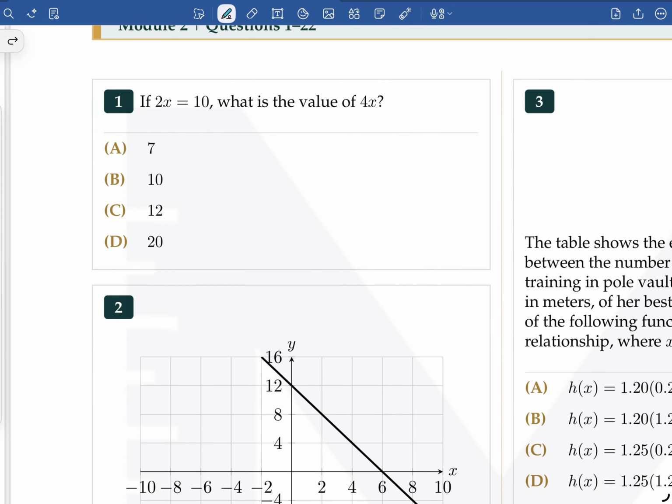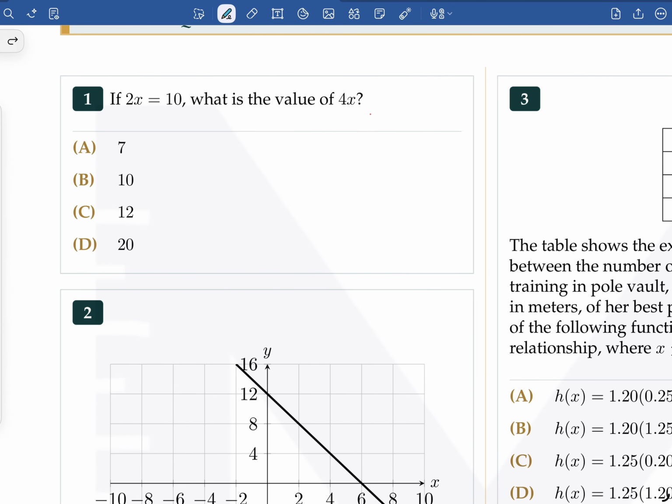If 2x is equal to 10, what is the value of 4x? Some students come and get the value of x, but it's better to just multiply by 2 to get the 4x directly in one step. So multiply both sides by 2 gives you 4x on the left side and 20 on the right side. No need to get the value of x alone because we need 4x. So now the answer is letter D.